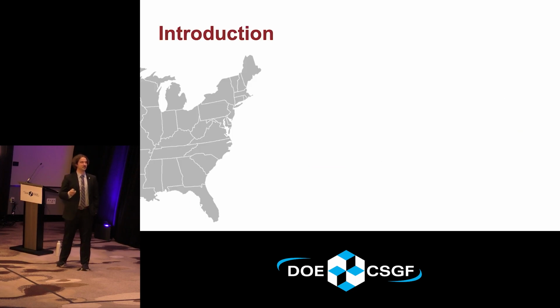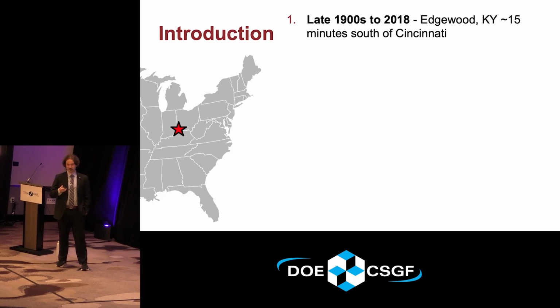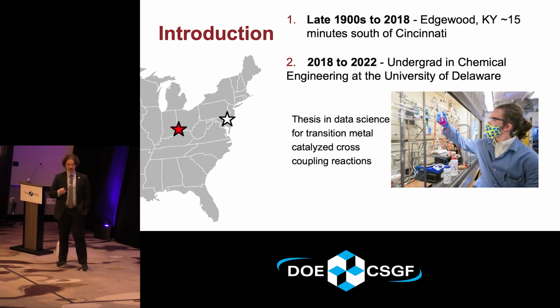First and foremost, I just want to introduce myself a little bit. There's so many new faces in the room. I haven't got the chance to meet everybody. And I also wanted to make everybody feel old. So I was born in the late 1900s in northern Kentucky. I then proceeded to move to my undergrad at the University of Delaware. This is me when I was a little bit younger and my hair was a little bit longer.